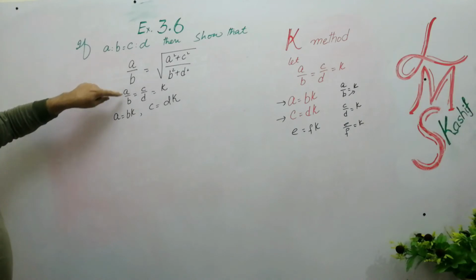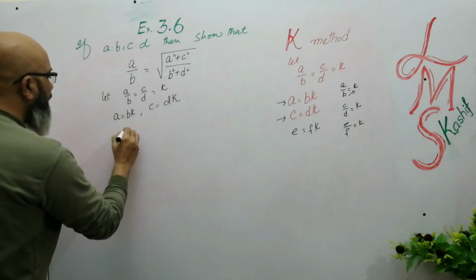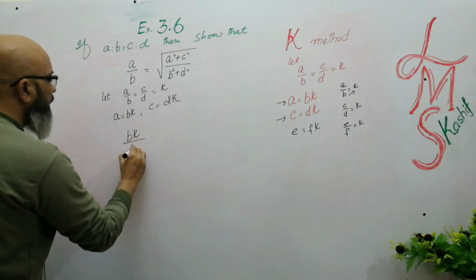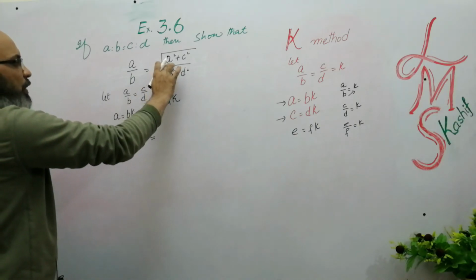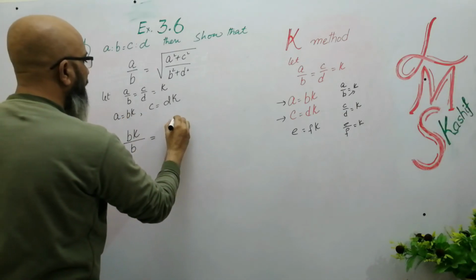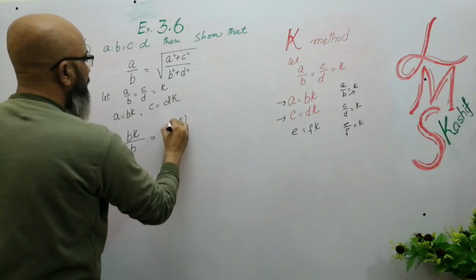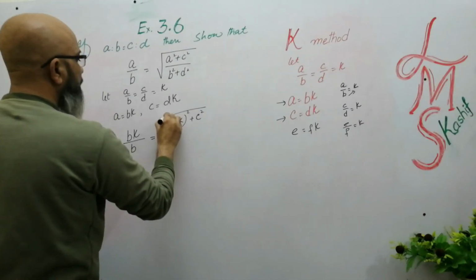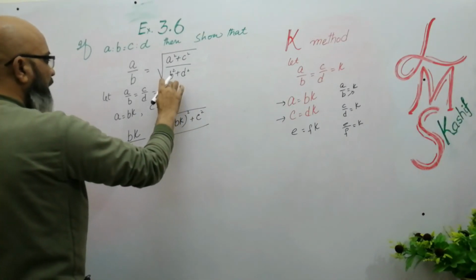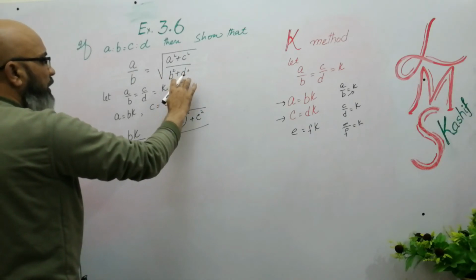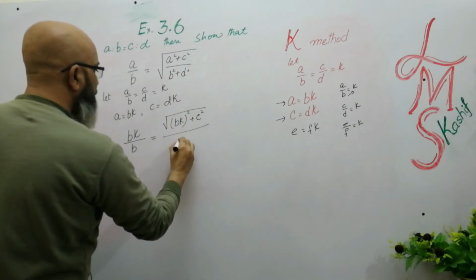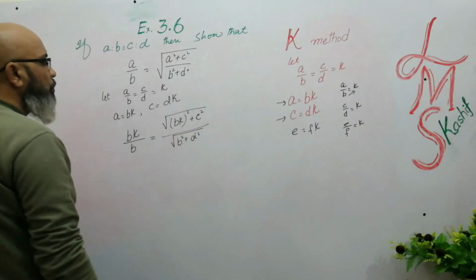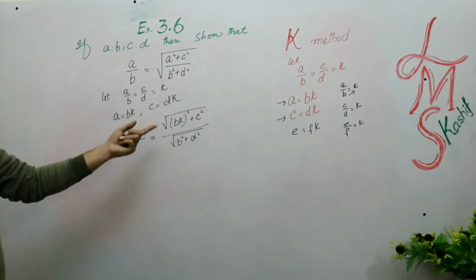What is the value of a? That is bk. So on the left hand side, bk over b is equal to the square root of, what is the value of a? That is bk, so bk square plus c square. And what is the value of b square? No. What is the value of d square? No. So we will not replace any values because we have to replace only the values of a and c.